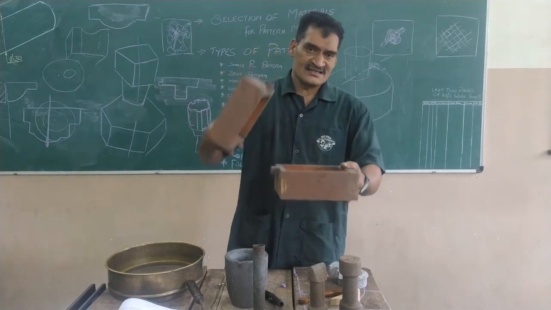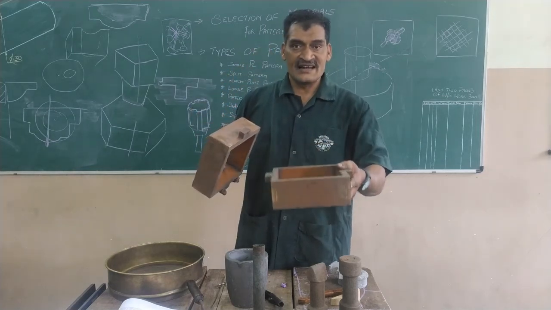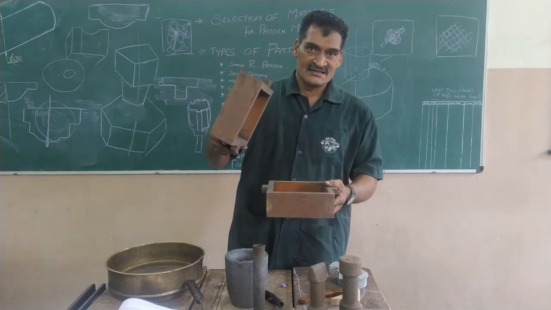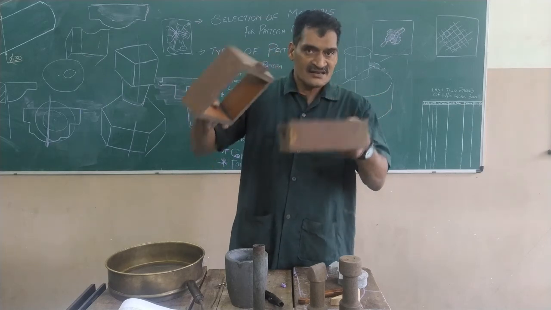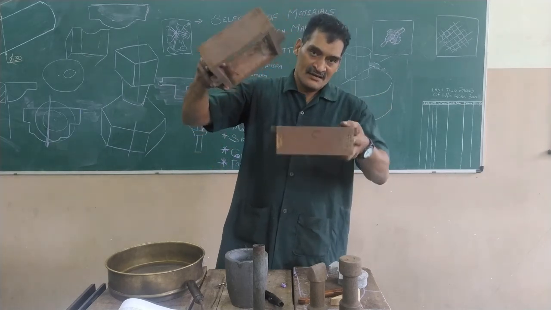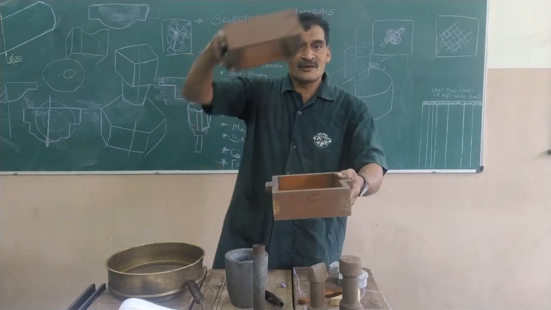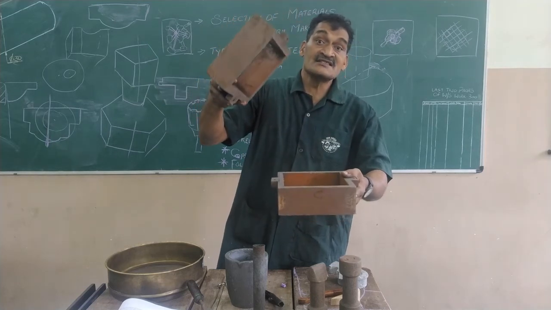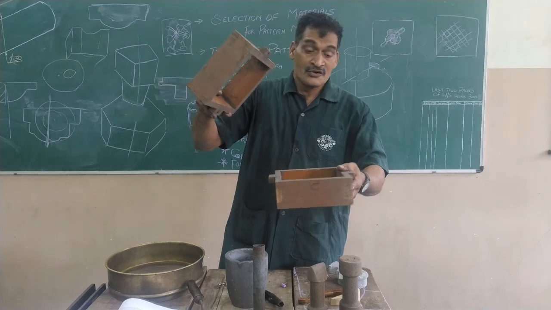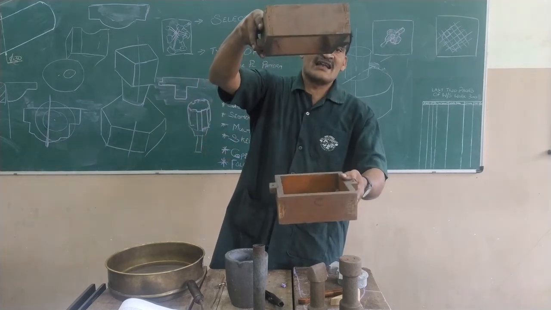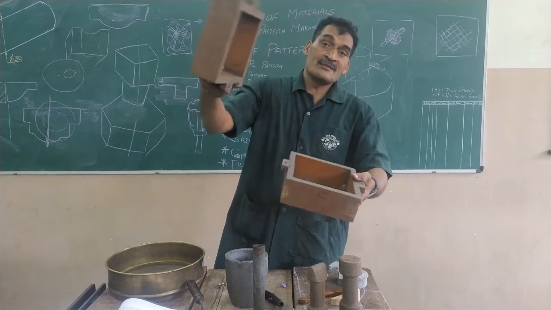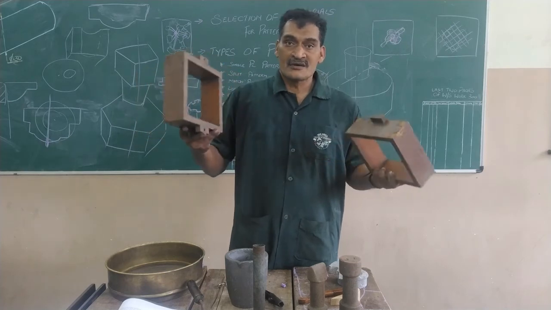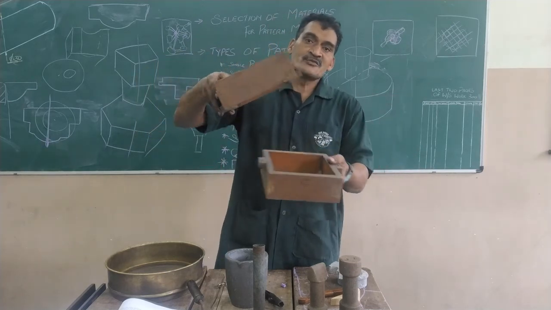So if there are two flasks, the lower flask is called the drag. The top flask is called the cope. If there are more than two flasks, it cannot be only one flask. It has to be a minimum of two flasks. The lower flask is called the drag. The top flask is called the cope. In between, there can be 1, 2, 3 flasks. These are called cheeks. So you will have the drag, the cheeks, and the cope. So it can be 4 flasks, 5 flasks, depending on how big or how difficult the casting to be made is.